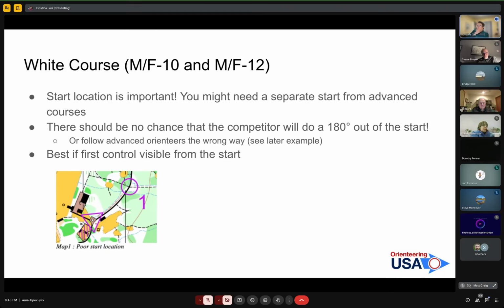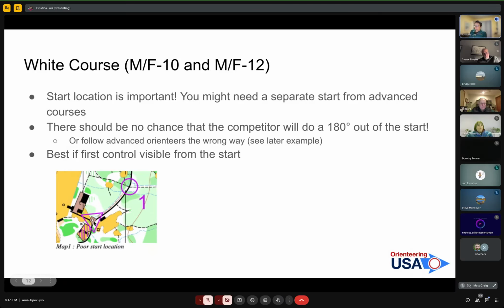So here's an example. These examples that are coming up now, I ripped straight from a British Orienteering Federation guide. It's a very nice guide on their beginner courses. So here's an example, hopefully big enough for everyone, of a start location that isn't ideal. Right? And that's because it's a 3-way intersection and it looks like the start is actually in the middle of it.